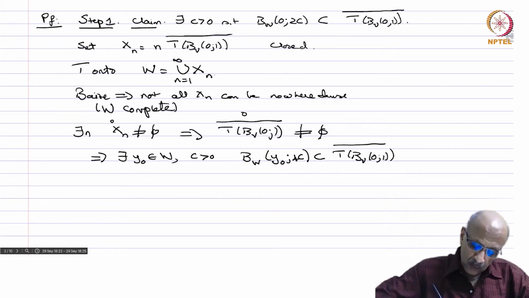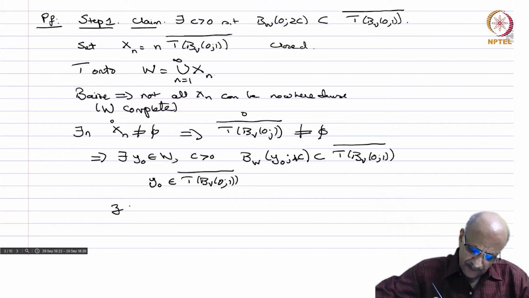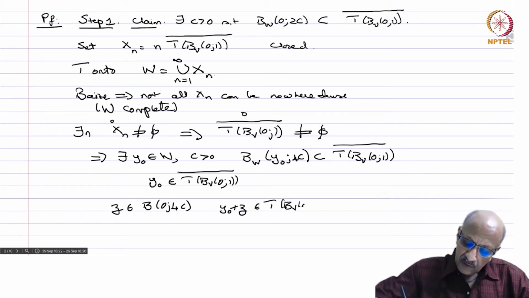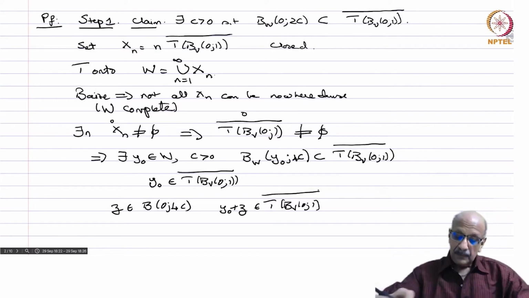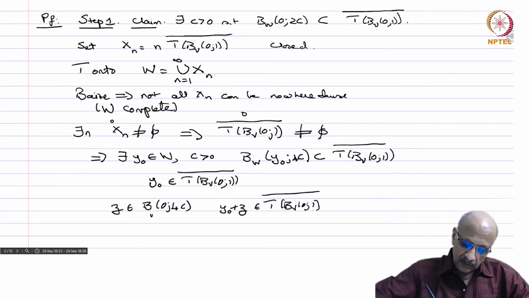So in particular, y naught itself belongs to T(B_V(0,1)) closure, and if you take any z belonging to B(0,c), you have that y naught plus z belongs to T(B_V(0,1)) closure, because y naught plus z is precisely an element in B_W. So this is W here.